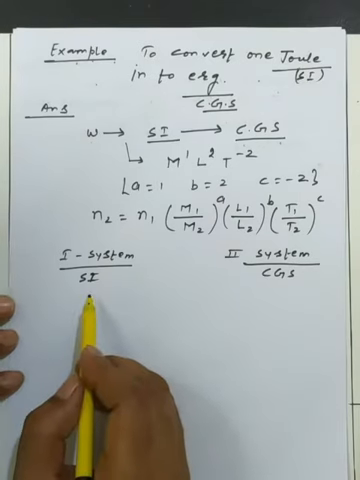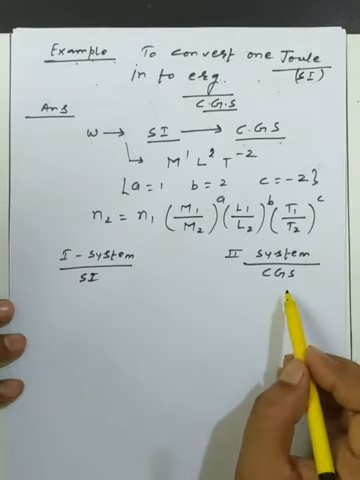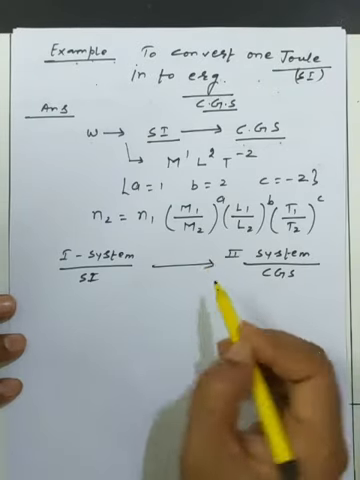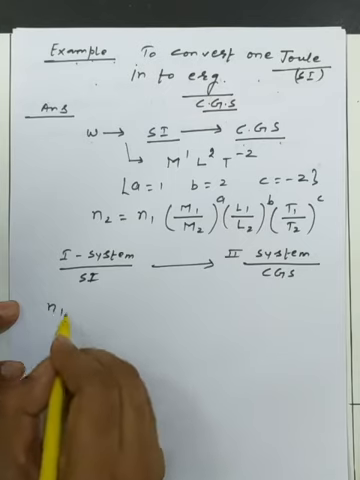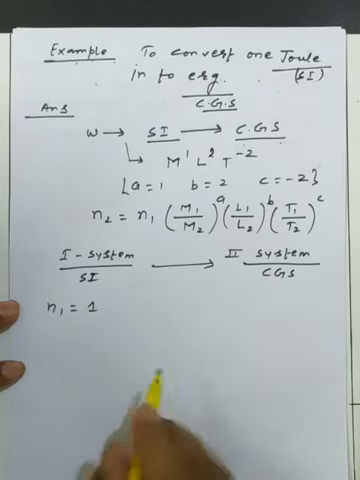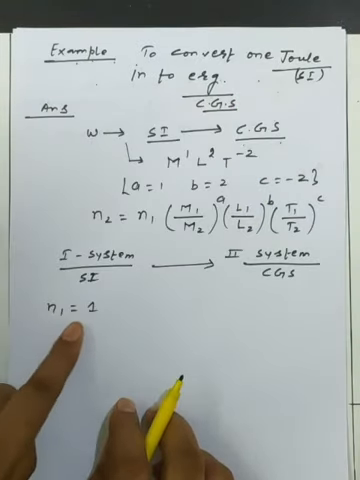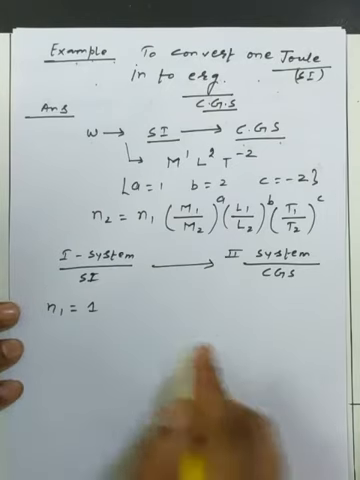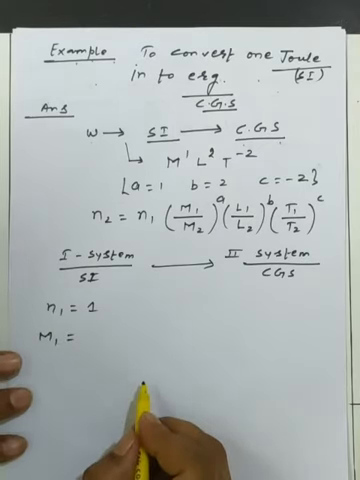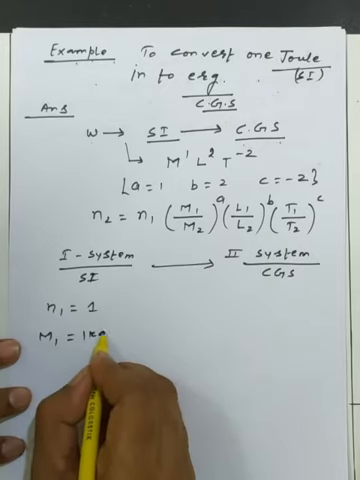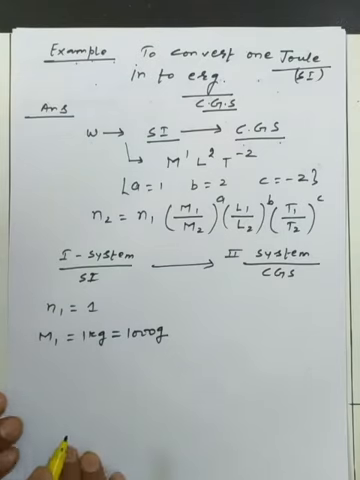Now students, we have the first system which is given, that is the SI system, and the second system, the CGS system, in which we have to make the conversion. In the first system, N1 is the magnitude, that is 1, because 1 is given in the question, so N1 is equal to 1. Now what is M1? M1 is the mass in the given system, that is 1 kilogram, and converting into CGS we write 1000 gram. So it is simply the conversion of mass.